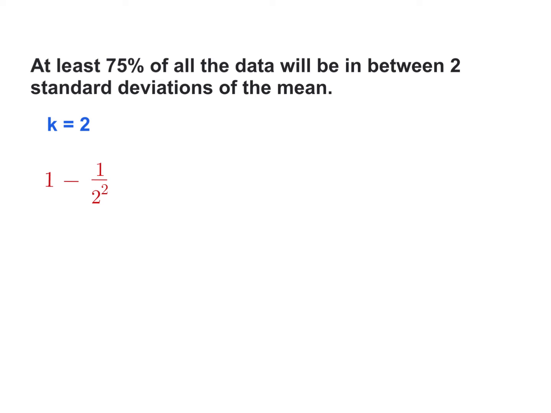Well, what is 1 over 2 squared actually equal to? Okay, what is 1 minus 1/4? 75. Well, think about it. Let's talk about it in fractions first. 3/4, which is 0.75 or 75%. So this just kind of proves why it's 75%.